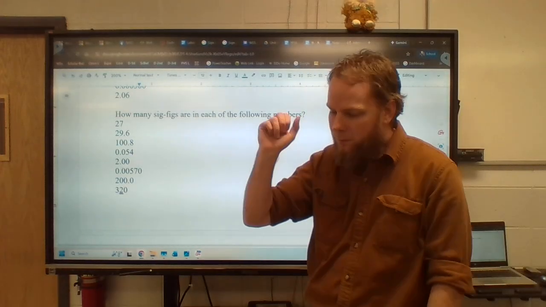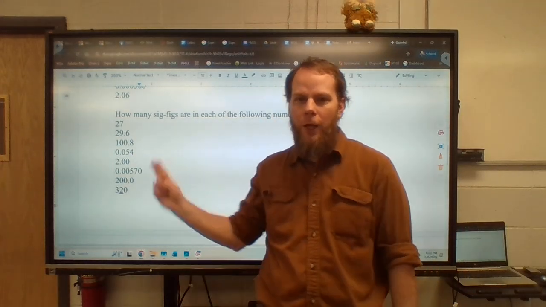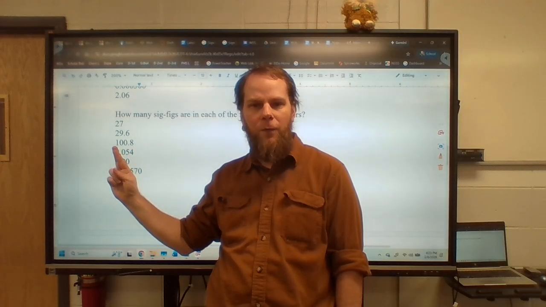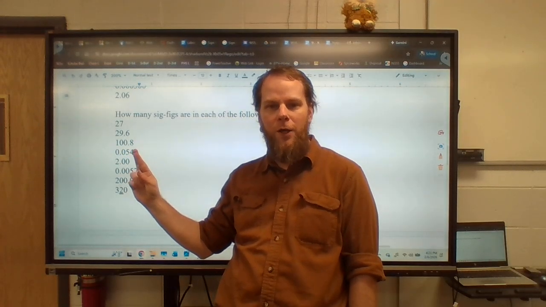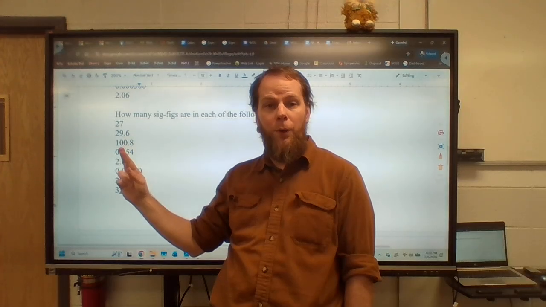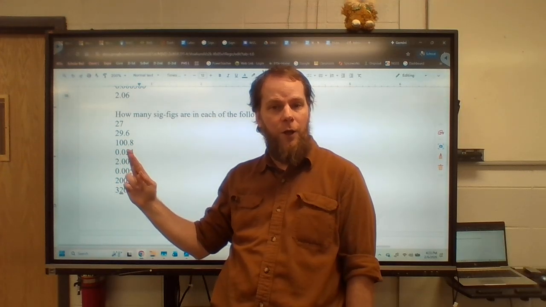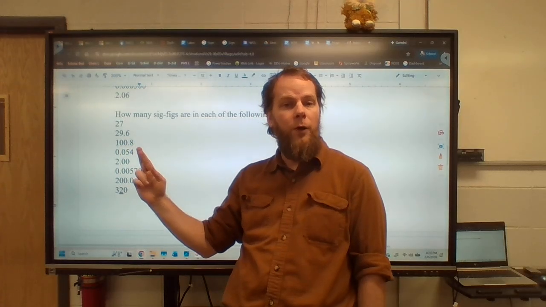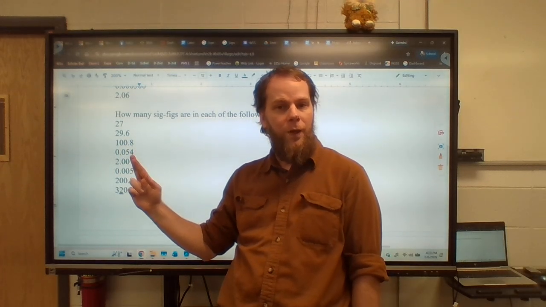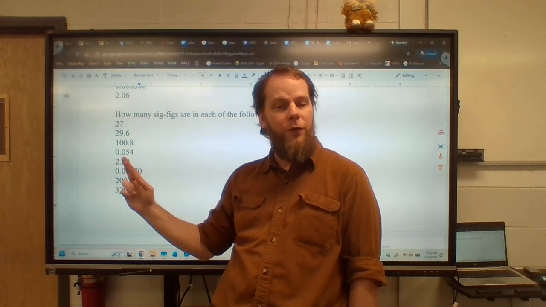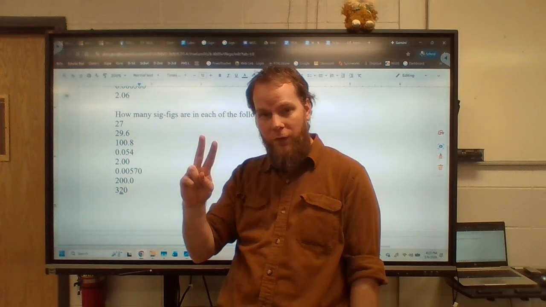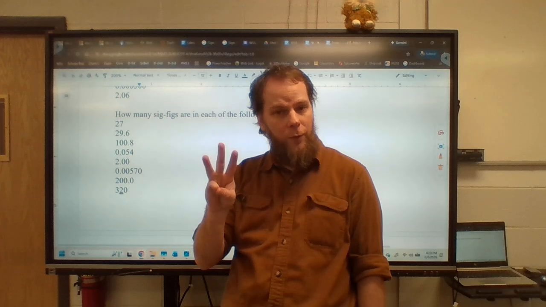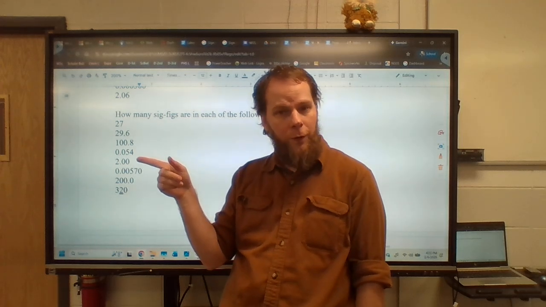100.8. This one throws people for a loop. But both of these zeros are between a sig-fig here and another sig-fig here. So these 2 zeros would both be considered significant because they are between 2 other sig-figs. So this is a 4 sig-fig number. Next, we have 0.0054, 2 sig-figs. 2.00 is going to be 3 because we wouldn't have written those zeros if they weren't significant.